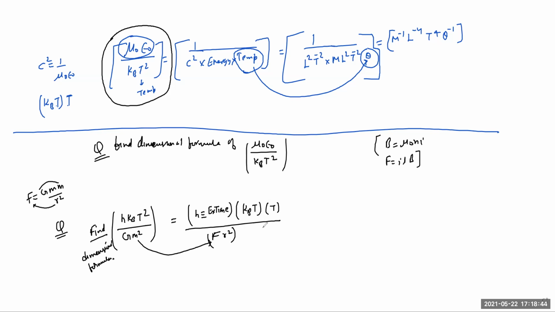So this is energy into time. Now we can write energy into time becomes M L square T minus 1, and then we have K_B T is energy. Then T is temperature, which is theta. This is confusing because I'm writing T there also, T here also. Force is M L T minus 2, R is L square. So now it's easy. M, then L cube and L4, L, then T minus 3, T minus 2, T minus 1.